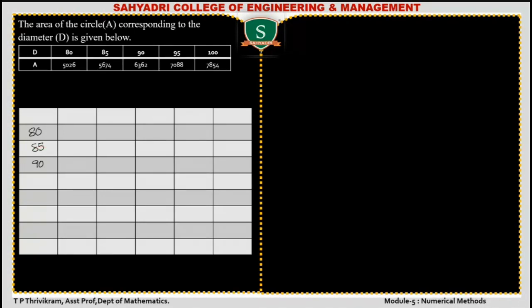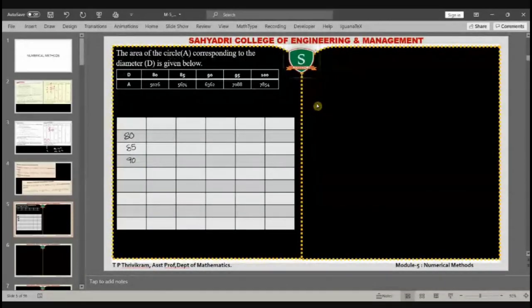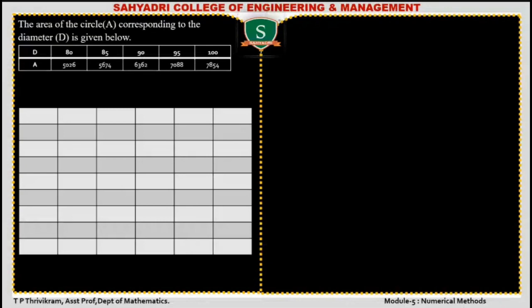So here first I'll draw the x values, here the a values. Here you can take either forward difference or backward difference. I'll take backward difference here.